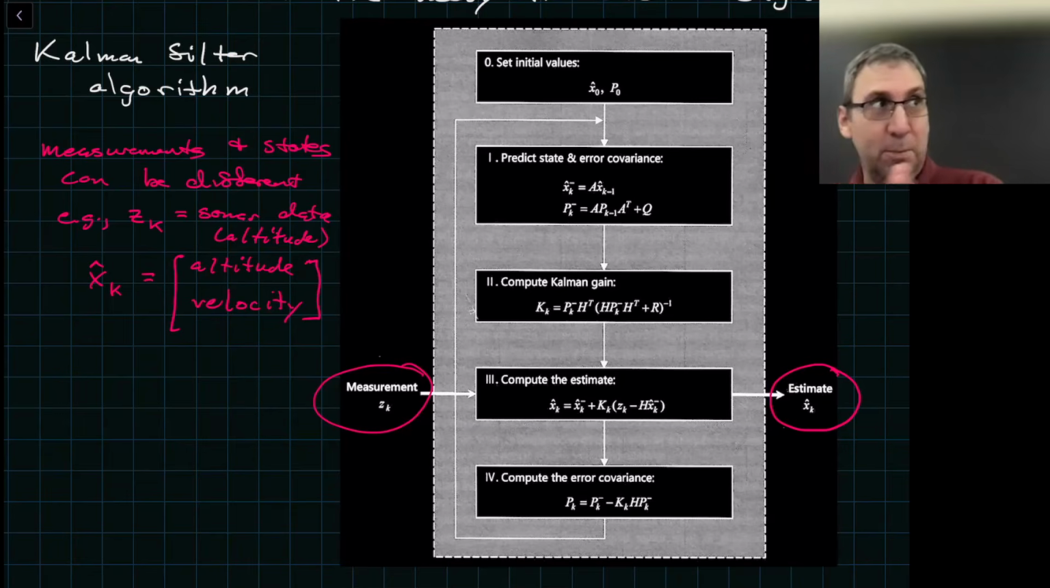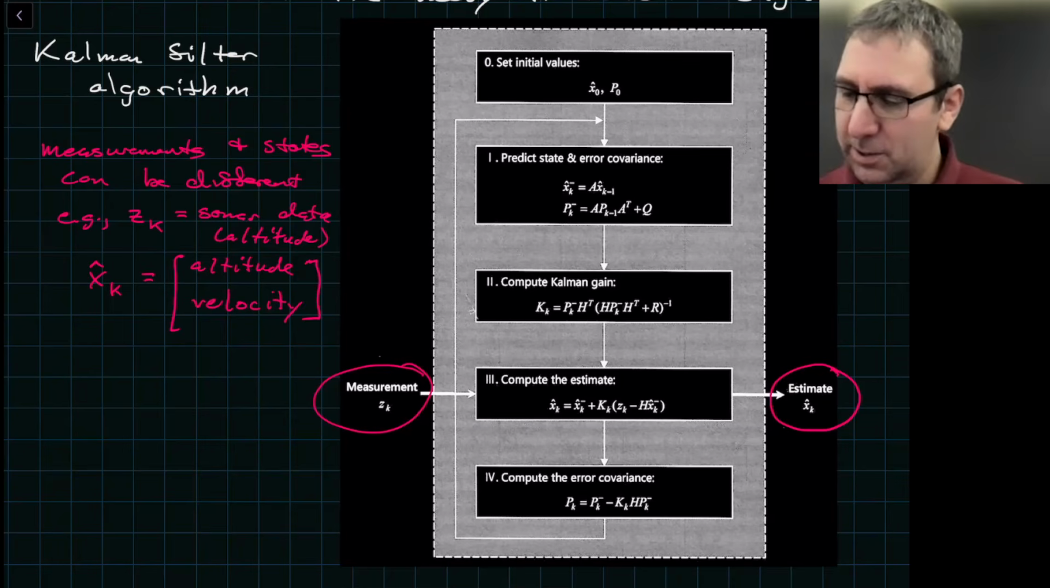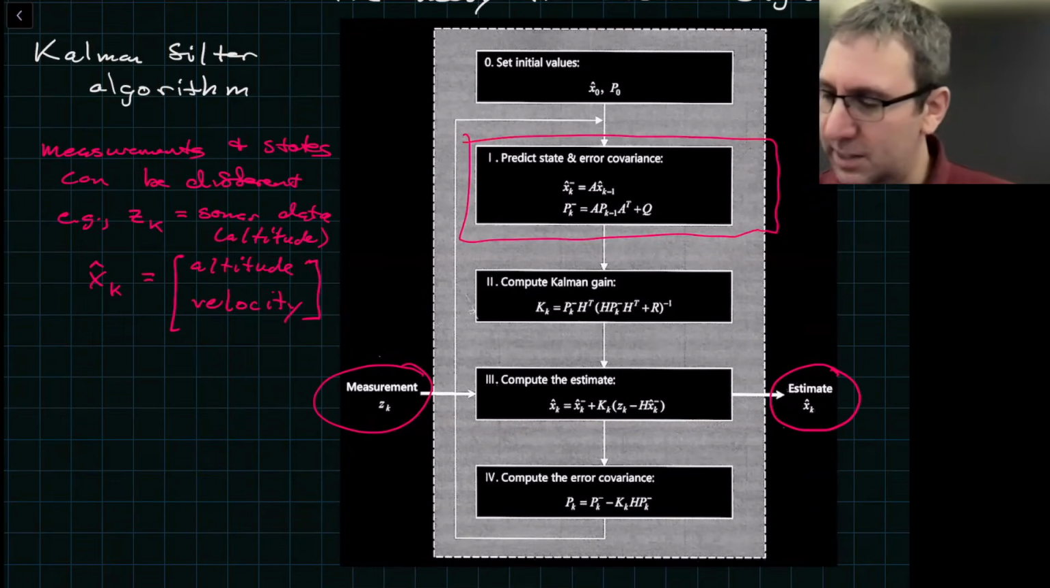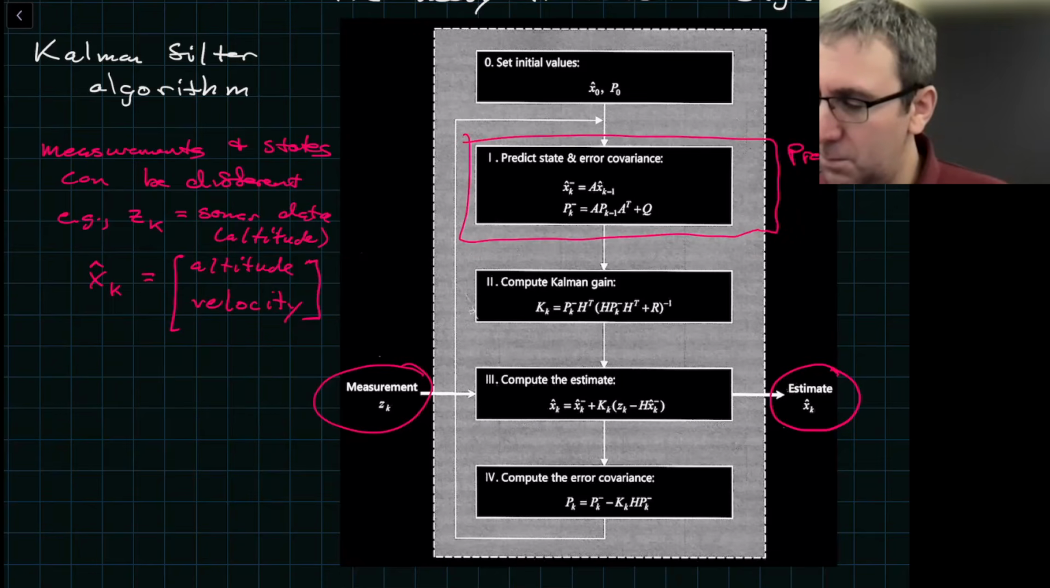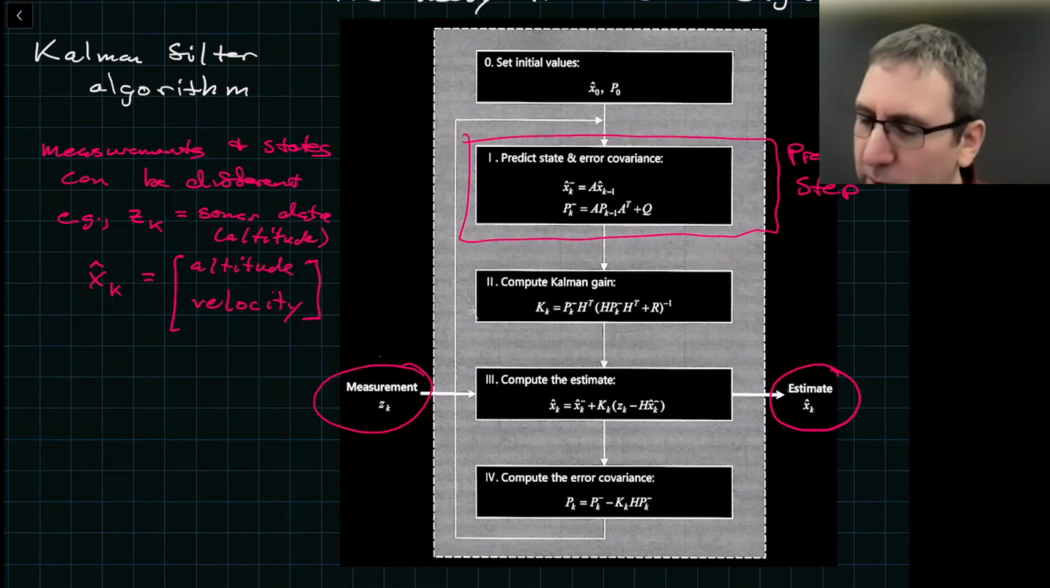If you have measurements that are equally spaced in time, and they don't have to be equally spaced, but if they were, that makes it simplest. There are two different major steps. There is a prediction step, and this is what we'll get into more next time. And it might be hard to see what those things are.